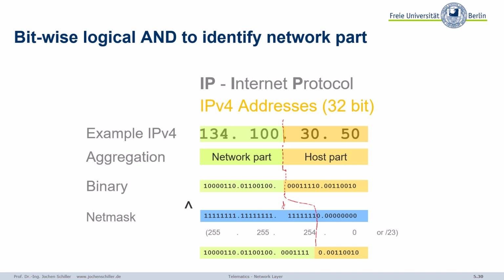And now suddenly we have more bits for the network part, which is important for our internal routing, and fewer bits for the host part. You can write it either as the network mask or, in this case, /23. So that's the idea. So what happens in the routers?